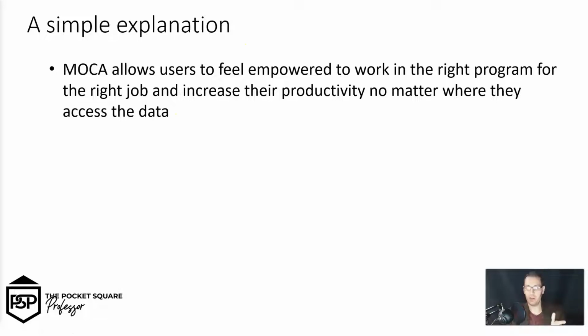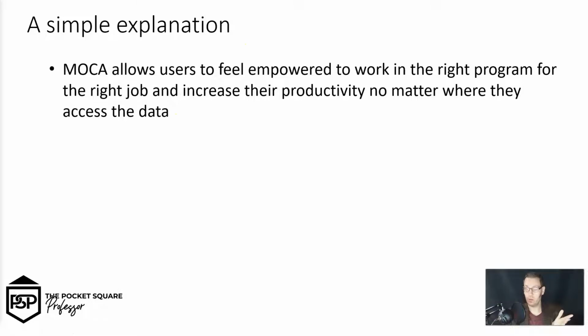Now, this definition here, it's simple, sure, but if we look at it and just break it down a smidge, MoCA allows users to be empowered. So that's a big word, and I'm going to be using that word a lot: empowerment. This is a big, big deal, especially in the modern workspace. We're going to work in the right program for the right job and increase their productivity. Productivity is another big piece of this here. And then finally, the last piece, no matter where they're accessing the data. Now, this is their physical location. Are they inside the network, outside the network, on the other side of the world?